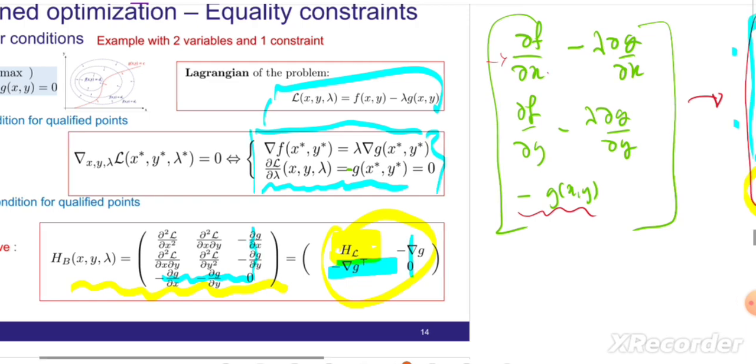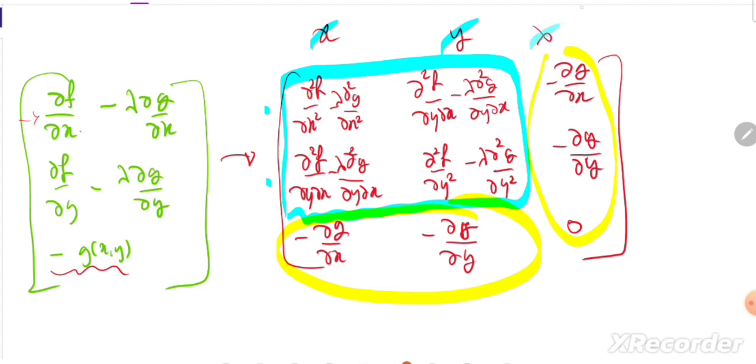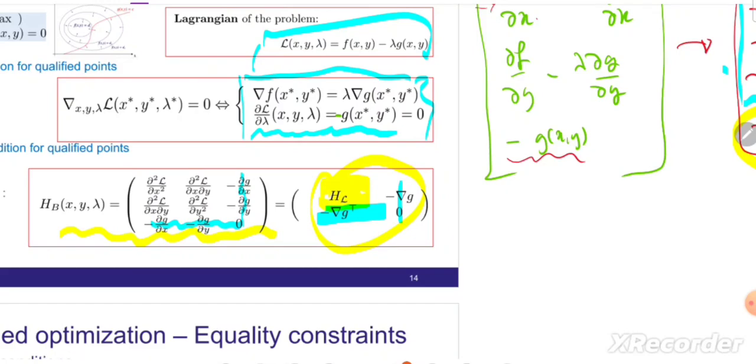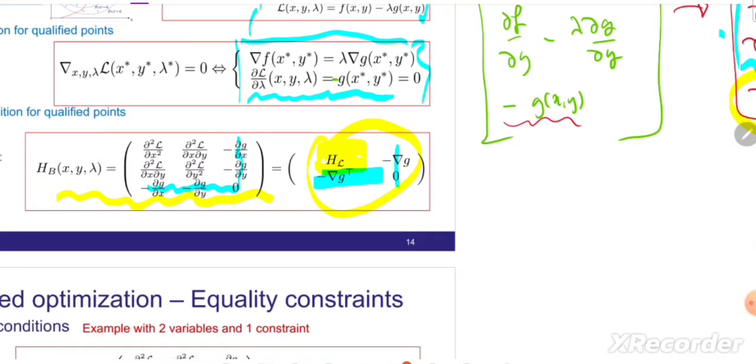We really did the same thing. We differentiated with respect to x, y, and lambda. And it's always going to have that shape with the 0 at the bottom and the gradient of g appearing, with a minus, in the final row and final column.